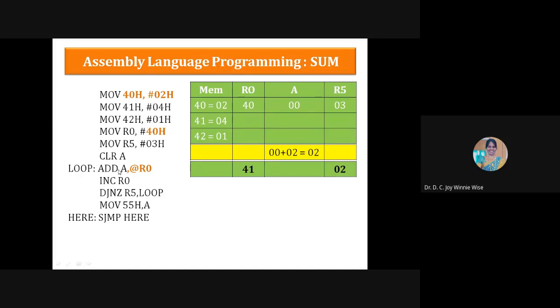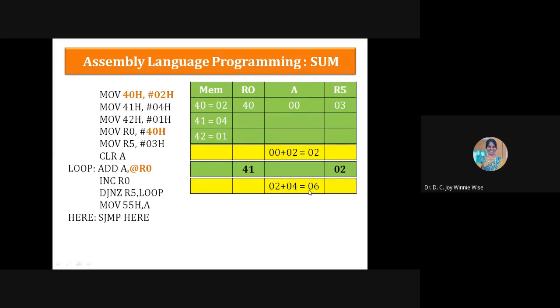We have come here. What is it? ADD A comma @R0. Now the value of R0 is 41. So the data in memory location 41 must be added with the accumulator. So 41 contains 04. So 02, the previous data that is available in the accumulator, plus 04 equals 06. Okay, so both are added here.